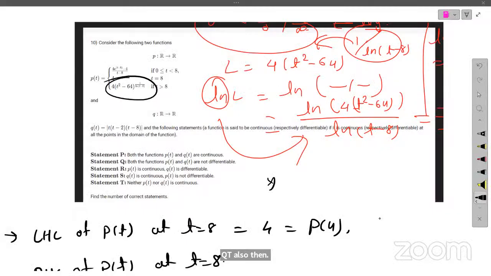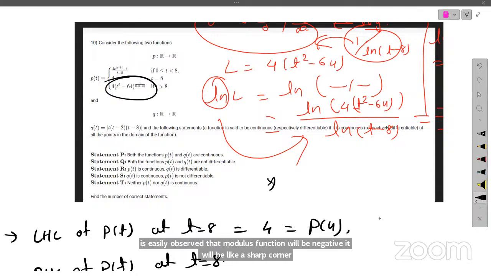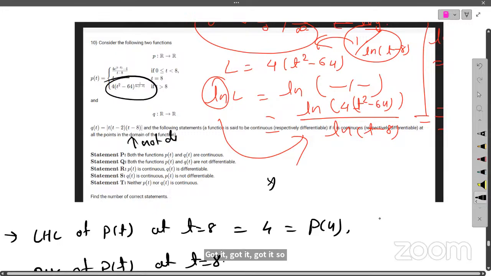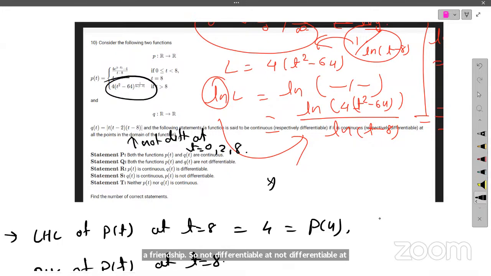The question didn't end yet. QT is also there. It is easily observed that the modulus function will be negative and will be like a sharp corner. So it is continuous and has a sharp corner, so not differentiable at t equals 0, but it will be continuous. The modulus function is always continuous.